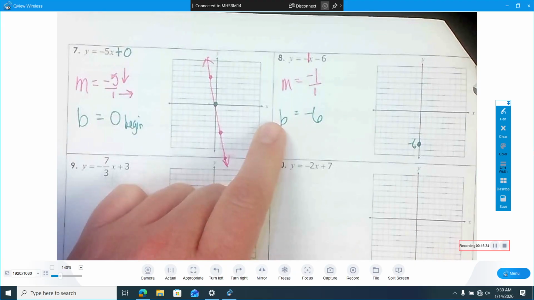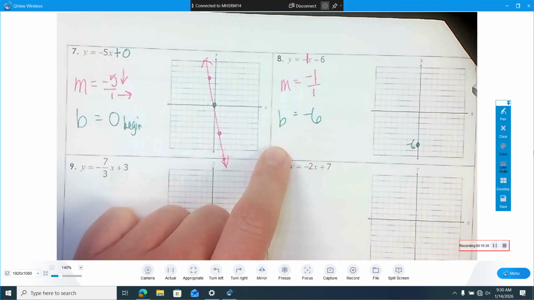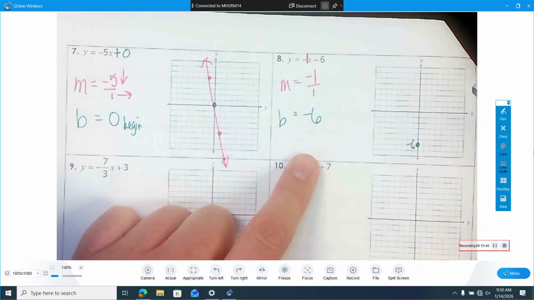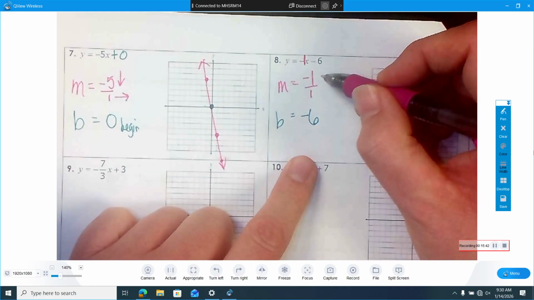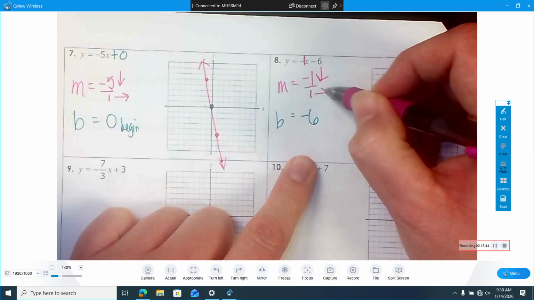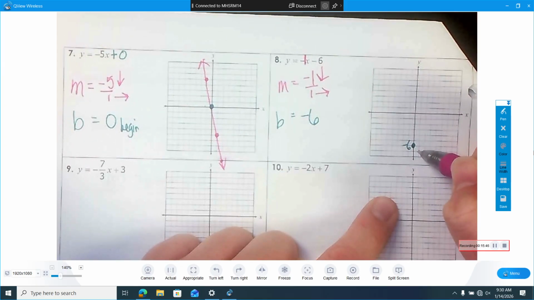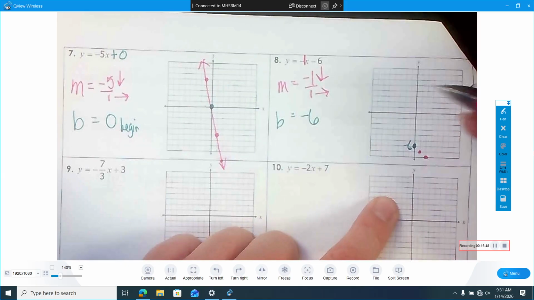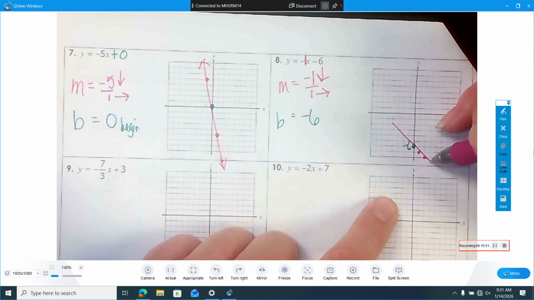And what do I do for my slope? How do I count out this slope? Down 1, right 1, down 1, right 1, down 1, right 1. And there's a perfect little line right there.